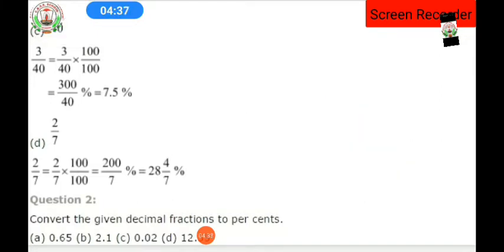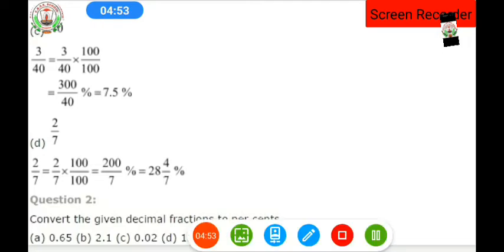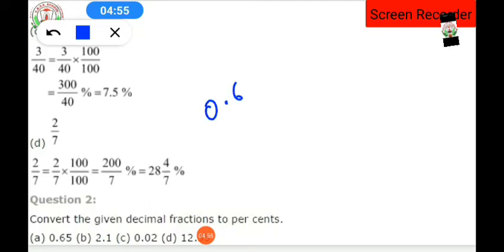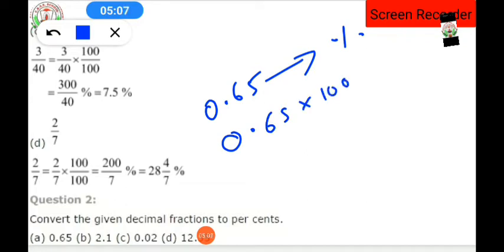So moving toward the next question. In the next question it is asked to convert the given decimal fractions to percent. So dear student, here you have to convert the decimal fractions into percent. So what is the first number we are having? That is 0.65. This is a decimal number, and we have to convert it into percent. As you know, while converting any number into a percent, we have to multiply by 100%, then only that number will be converted, isn't it?